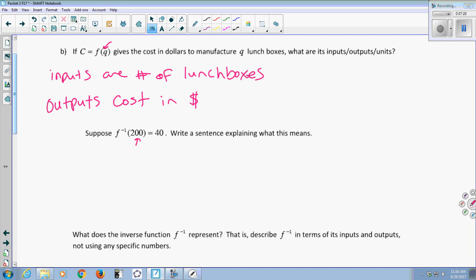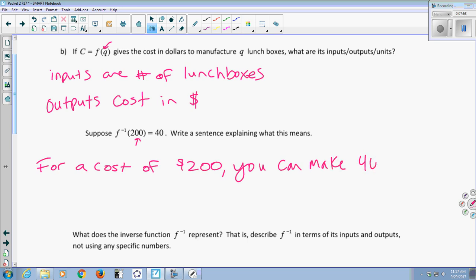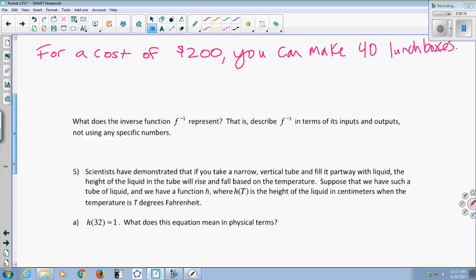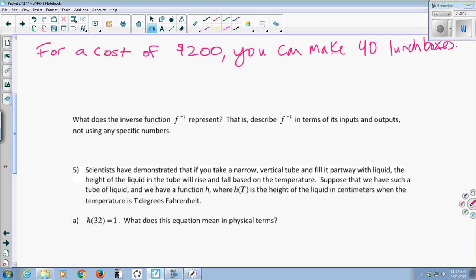So if I want to evaluate F inverse of 200 equals 40, that 200, it's in parentheses, which means it's an input of F inverse, which means it was an output of F. So that is representing a cost in dollars. So we would say for a cost of $200, you can make 40 lunchboxes. Right, because if the 200 was an output for F, then the 40 was an input, and that's a number of lunchboxes. So in general, F inverse takes a dollar amount as an input, and it outputs how many lunchboxes you can make.